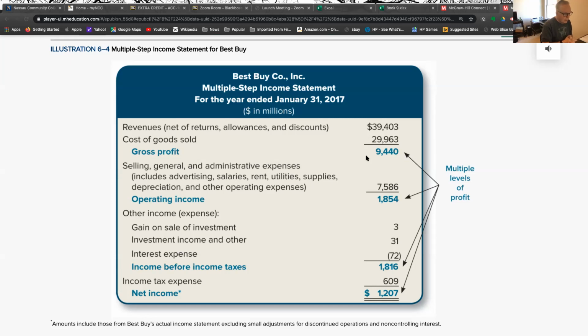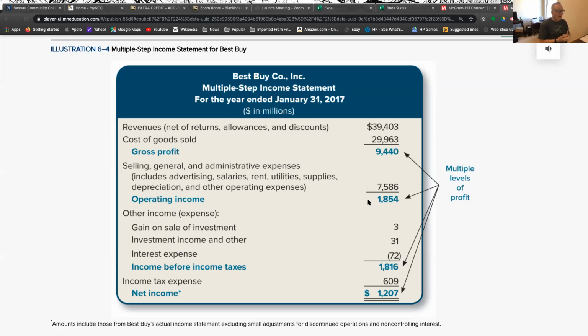Now that doesn't include any of the other expenses that I have, those things that we call operating expenses. Operating expenses would be things like advertising and salaries and rent and utilities and so forth. So in this particular case, that came out to $75.86. And if I subtract $75.86 from $94.40, I get this $18.54. We call that operating income. So what does that term operating income mean?